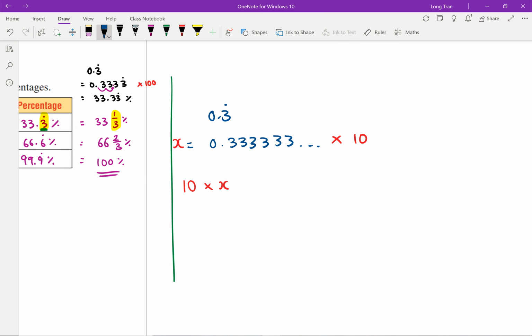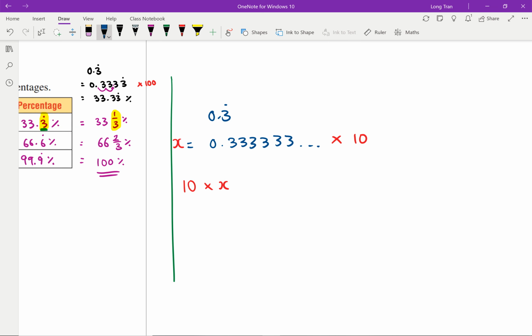So what if I then said, if I took 10x minus x, that's the same thing as saying 3.3 recursive minus 0.3 recursive. True? So what does that mean? Now 10x minus x, we know that's equivalent to 9 of these x's. True? But then what's 3.333333 infinitely minus 0.33333 infinitely? Have a think about it.